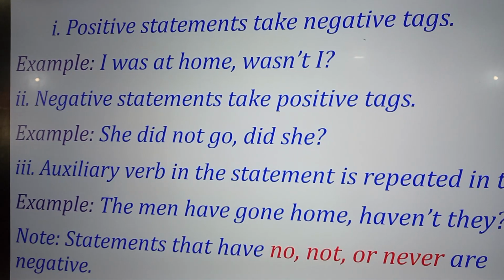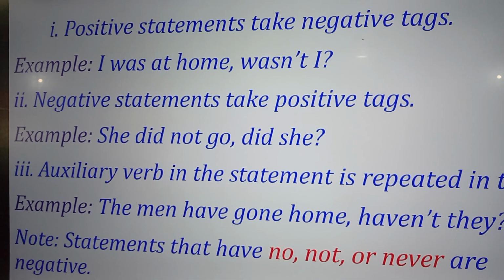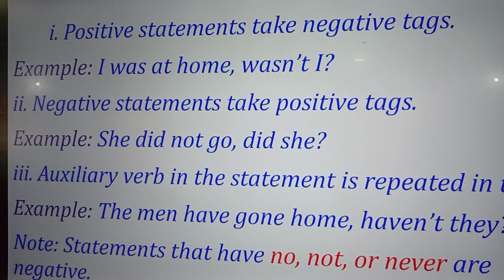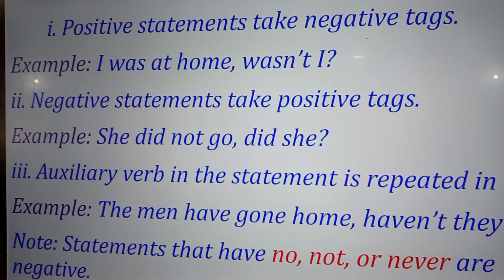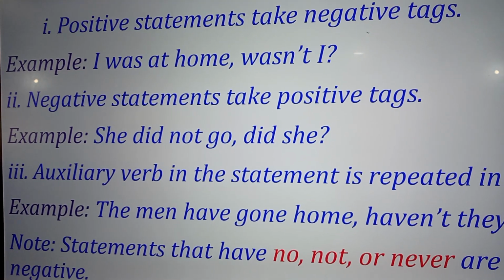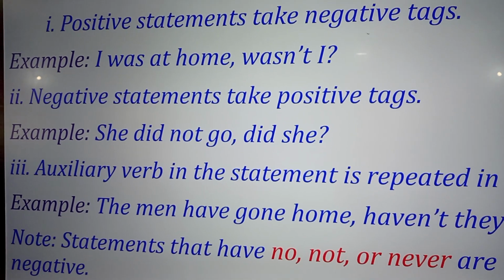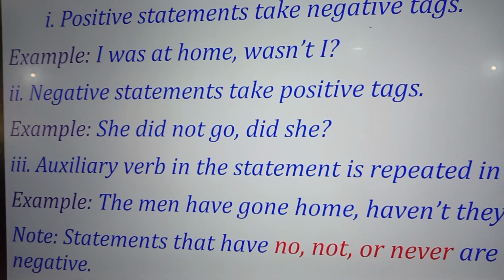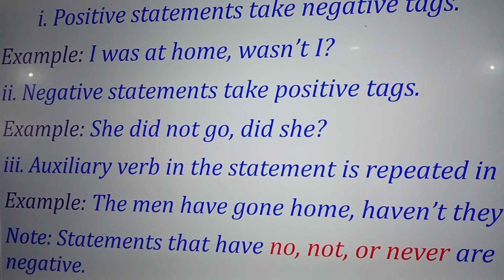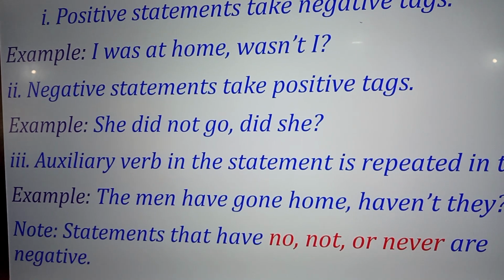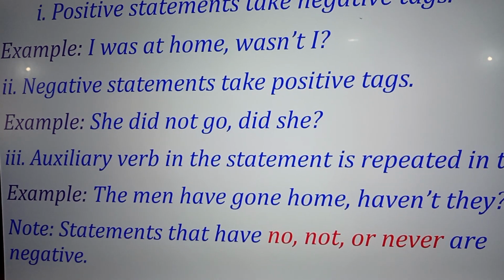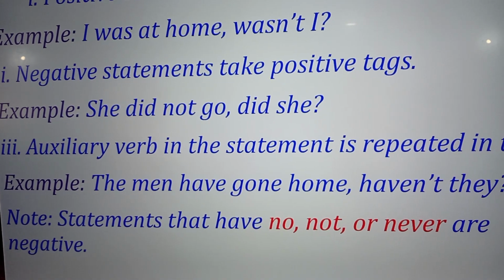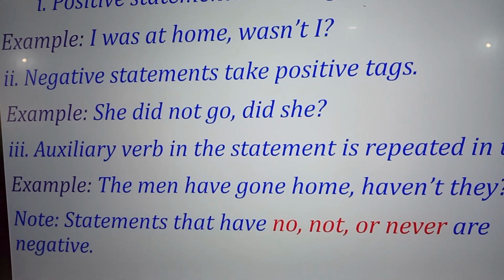If you notice very well, you understand that the auxiliary verb was also repeated in the tag. I was, wasn't I? There is a subject verb inversion. So the subject takes the place of the verb and the verb the place of the subject in the tag. The second is negative statements take positive tags. That's just a reversal of the first rule. She did not go, did she? Did not is negative. Did she is positive.